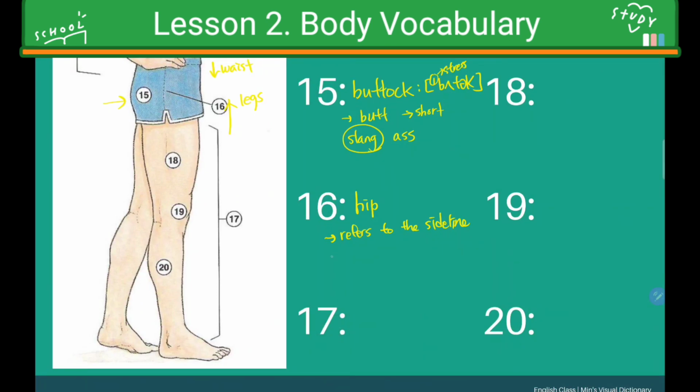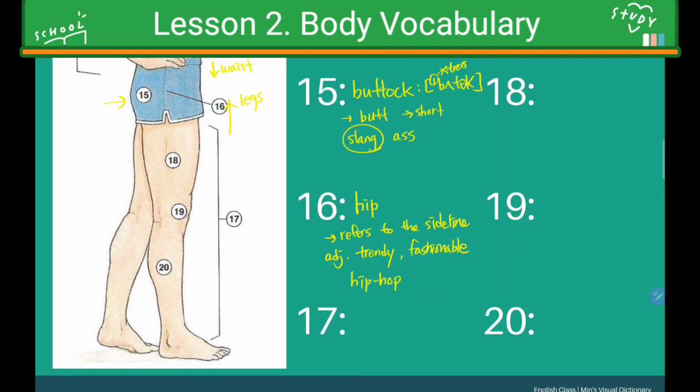And also, this word has another important meaning as an adjective. So we can say, wow, this place is hip. That means trendy, or fashionable. Hot. And that's the first word of hip hop.